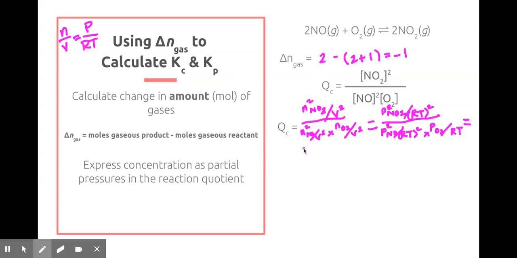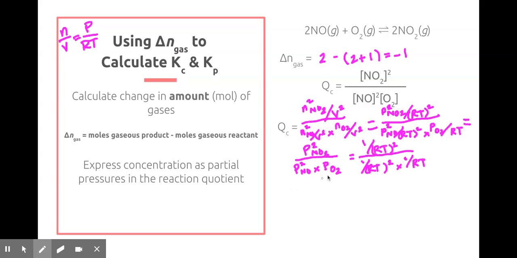We will have the partial pressure of NO2 over the partial pressure squared of NO times the partial pressure of O2 is equal to 1 over RT squared over 1 over RT squared times 1 over RT. So what we can do now is simplify this a little bit further yet.